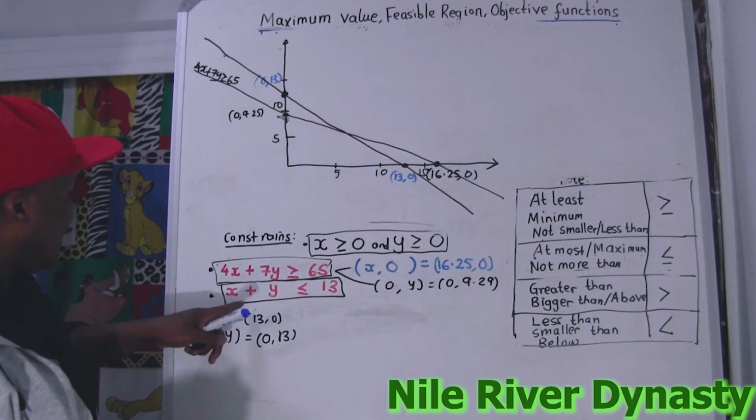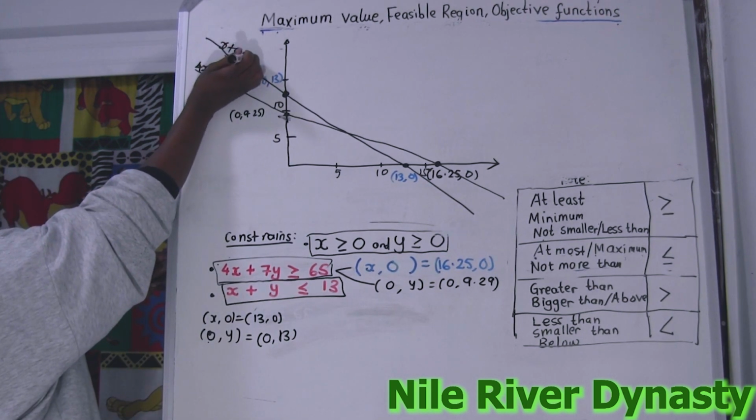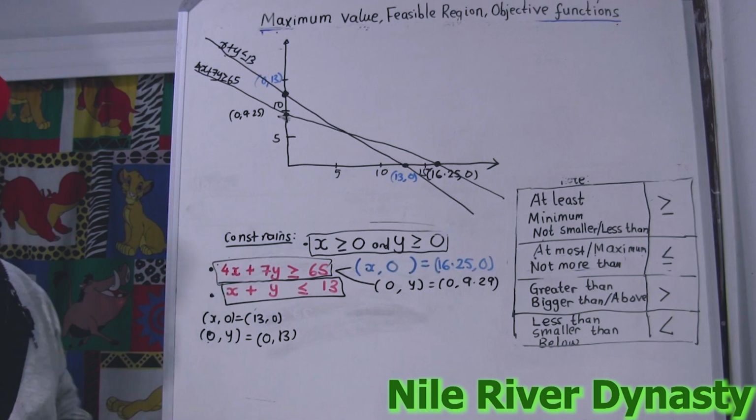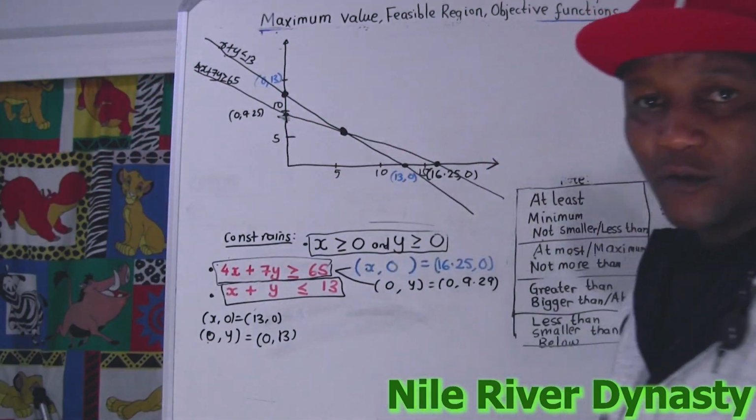Okay, so this is for x plus y less or equal to 13. So now this is a graph. First and foremost, find the point of intersection of the two, where they intersect.